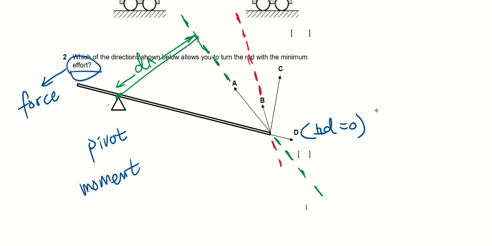Okay, and I put my ruler. Once it touches the pivot, that will be my perpendicular distance of B. So the line of action of the force is important. For C, it is actually this distance. So you notice that A is definitely shorter than B.